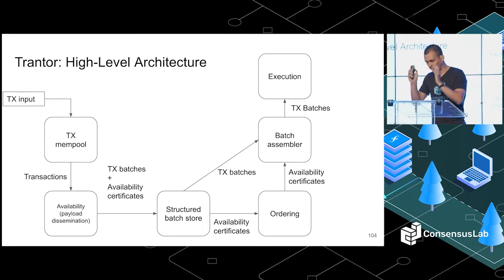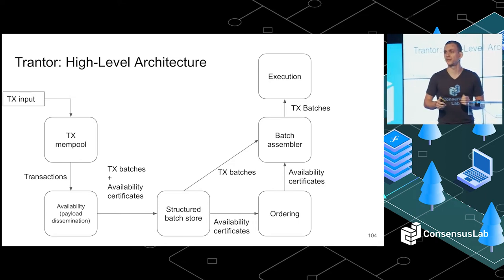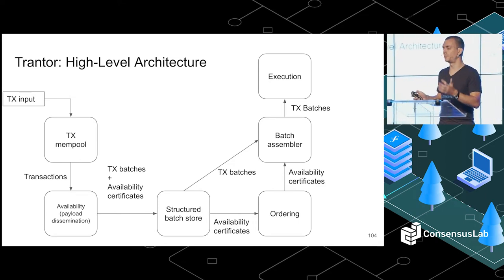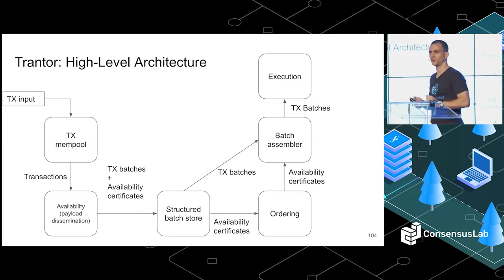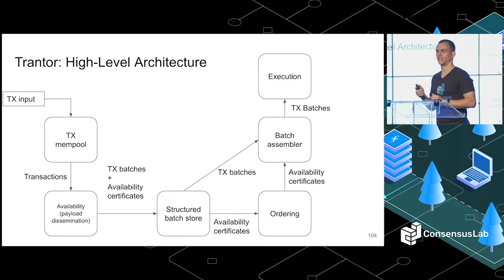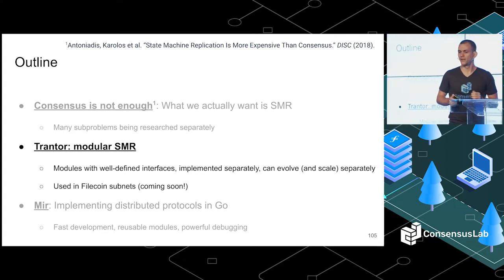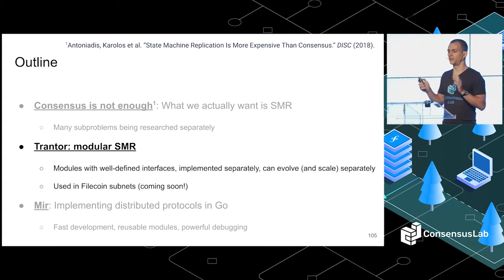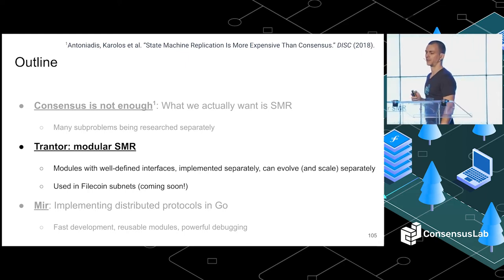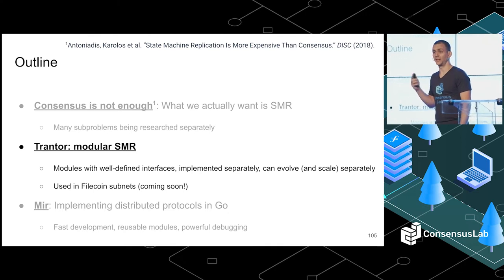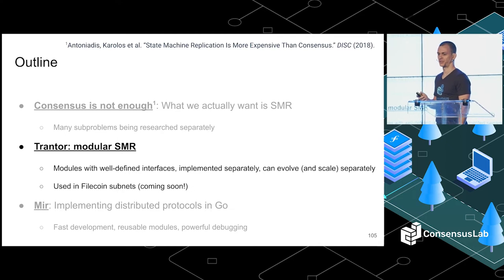Well, here we can focus on performing the execution efficiently, depending on what kind of machines we are using, what kind of processes, what kind of workloads we are expecting. We can parallelize it, and we encapsulate this in one module, and we can focus on optimizing that and scaling that. So this was the high-level view of Trentor. To summarize it, it uses modules with well-defined interfaces that can be implemented separately, that can evolve separately, and that can scale separately. And this is what we are going to be using in our interplanetary consensus implementation.